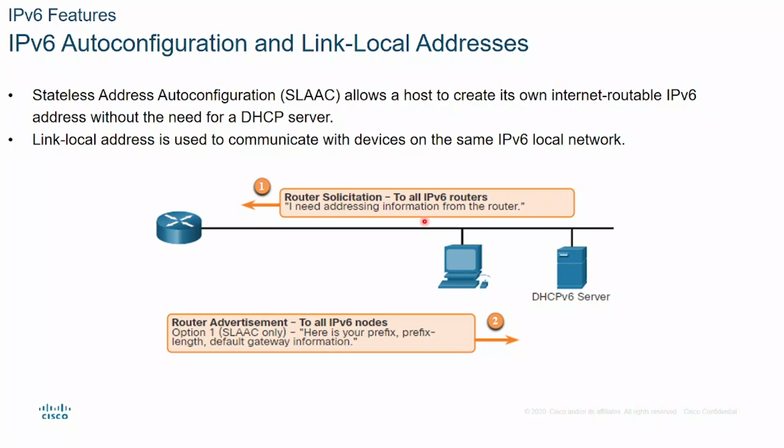So here you see the router solicitation to all IPv6 routers. This PC is saying, I need addressing information from the router. So the router now sends to all IPv6 nodes, saying, here is your prefix length and default gateway information. It sends it to both the host and the DHCP server.